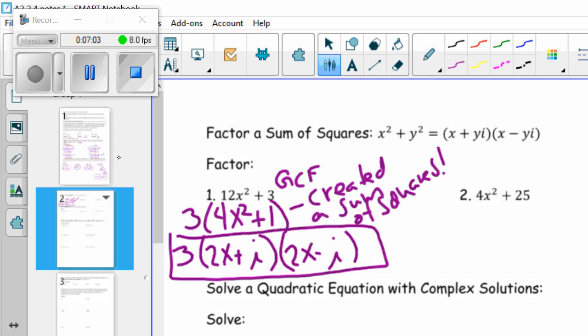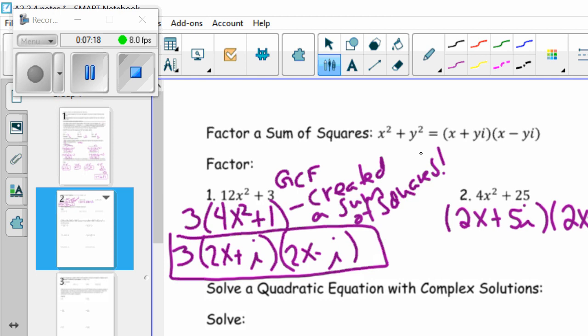4x squared plus 25. They're both perfect squares. It's an addition sign. So I'm going to have a 2x plus 5i and a 2x minus 5i. That's my answer.